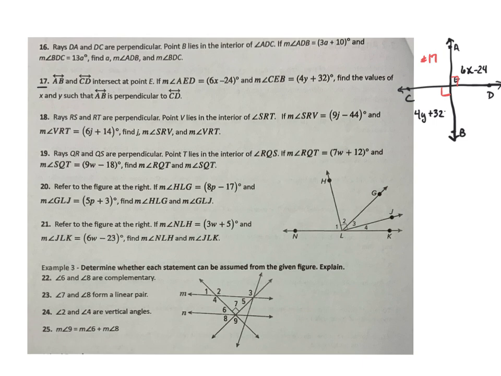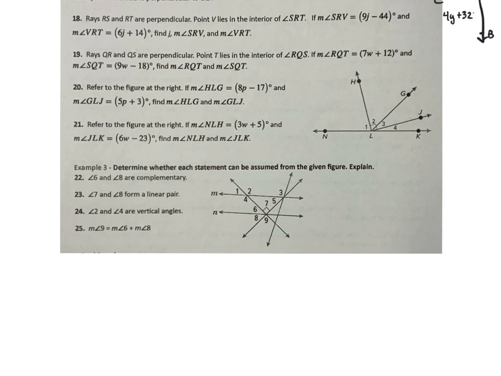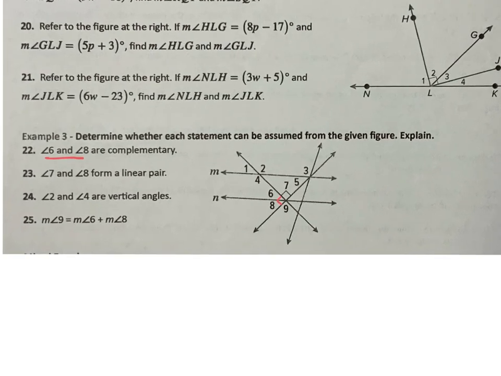Now, if I skip down to example number 3 down here, these are a little bit different. There's a lot of answers that can happen here, but it says, determine whether each statement can be assumed given the figure. I want to know if 6 and 8 are complementary. Okay, so in order to say they were complementary, they would have to total 90 degrees. And I can tell you that we actually know that. That is a true statement.